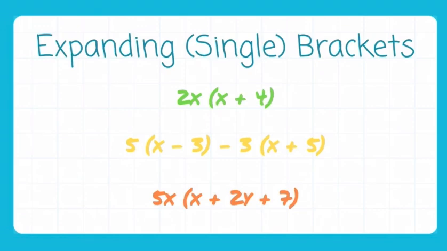In this video, we're going to look at how to expand single brackets, like in these three examples here. The main thing to remember as you go through is you've got to take whatever is outside and multiply it by every single term on the inside of the brackets. So for the more difficult example at the bottom, you take this 5x and you multiply it by the x, the 2y and the 7.